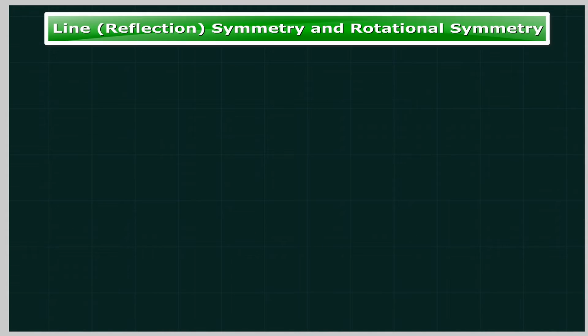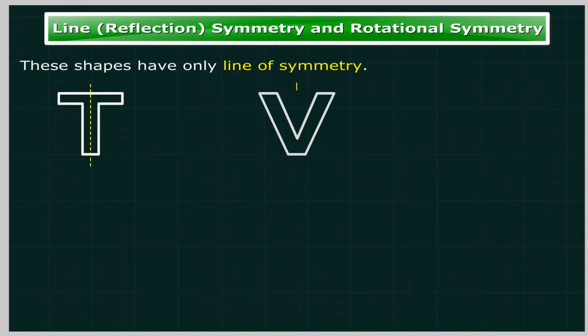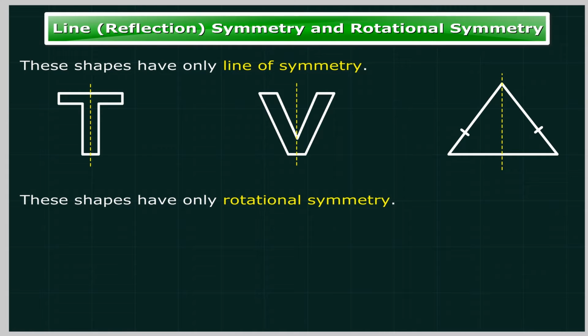Line reflection symmetry and rotational symmetry. These shapes have only line of symmetry. These shapes have only rotational symmetry.